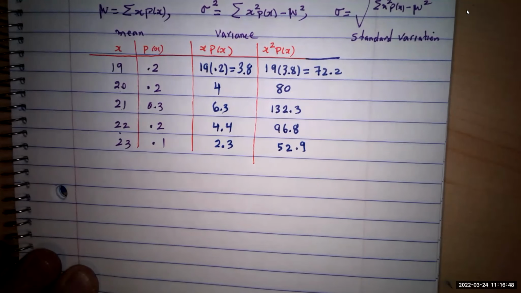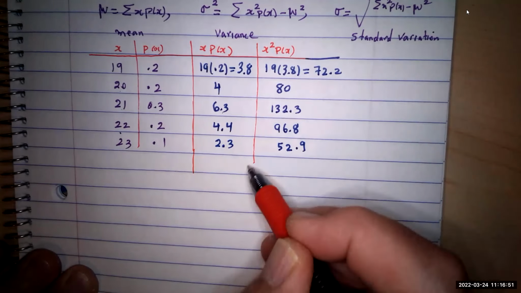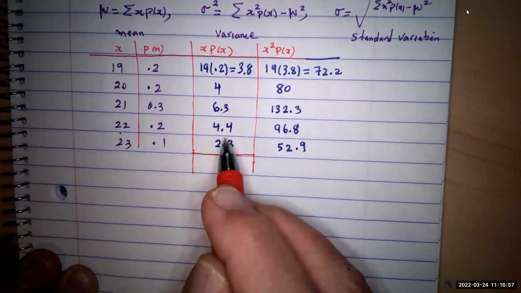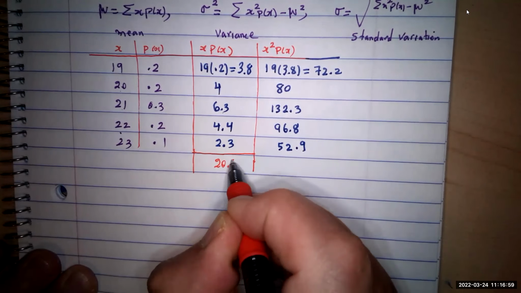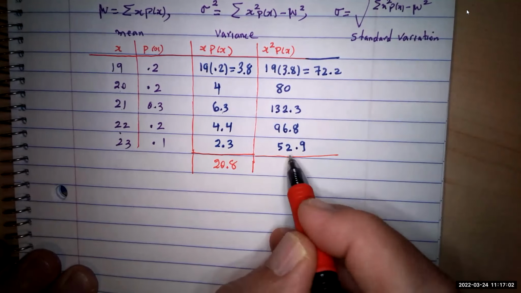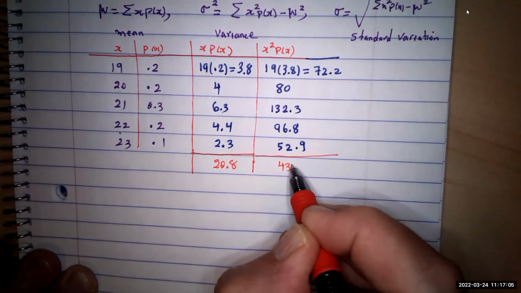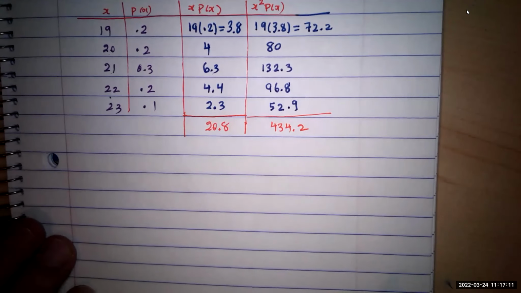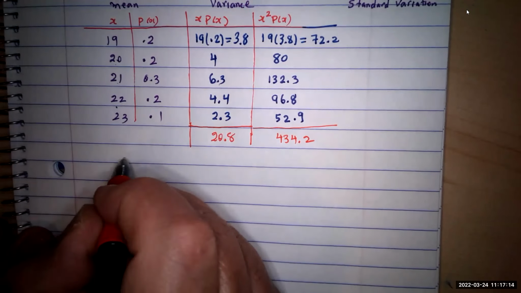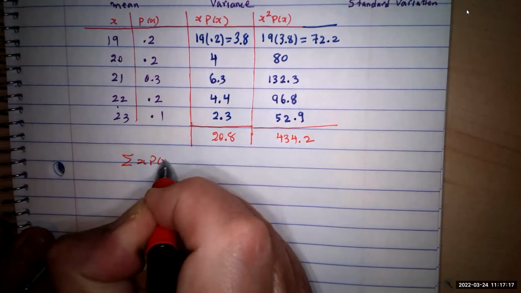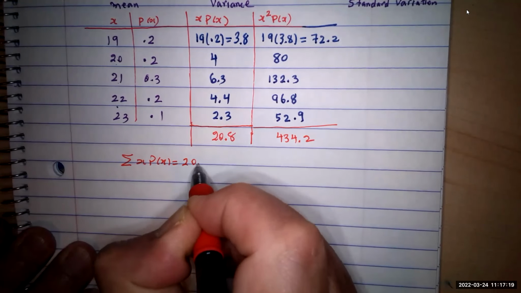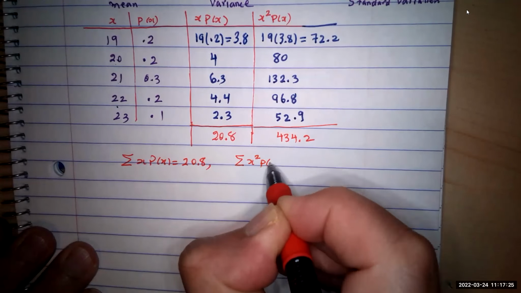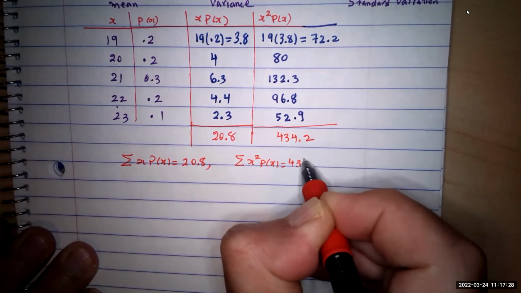You need this column, sigma x P(x). You add them together. You add these numbers and that gives you 20.8, and you add these numbers and that gives you 434.2. That's it. This is all you need. The number that you pick from here is the sigma of x P(x), I just write it down to remind you. It is 20.8, and some calculators give these numbers right away. You can use those as well.